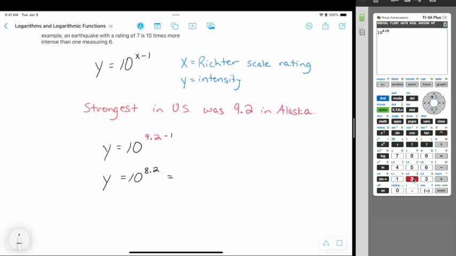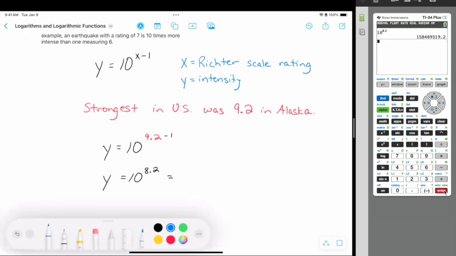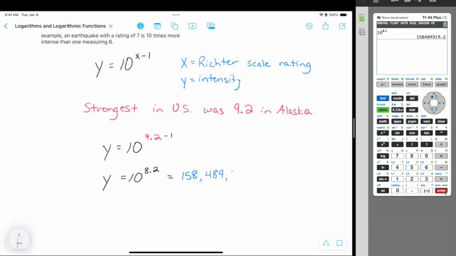It's going to be something like over 100,000. It's going to be huge. Oh gosh, I was off by a lot. It's millions. So this is going to be 158 million. Good Lord. 158 million, 489,000, 319.2 is the intensity. That seems pretty intense.